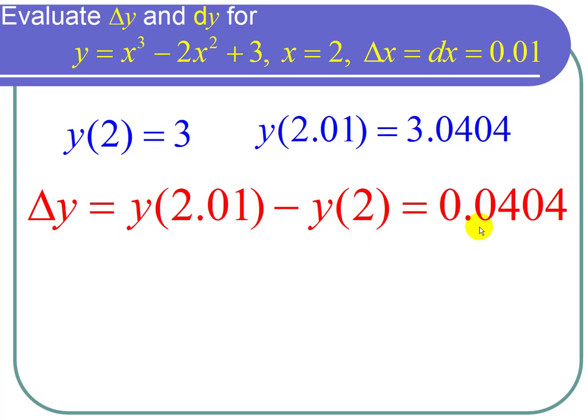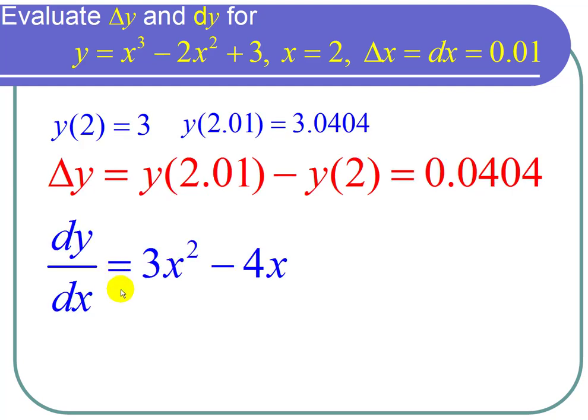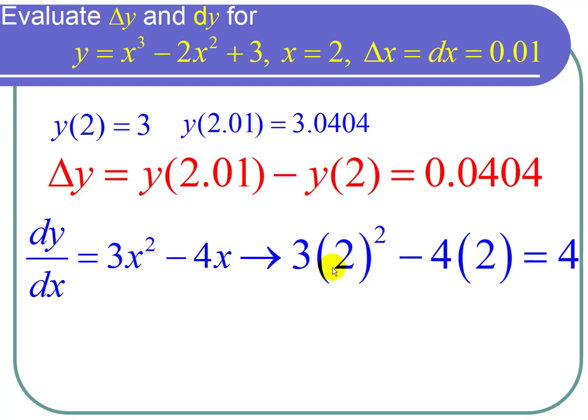Now let's look at dy. So dy is the tangent line approximation to the change in y. So let's start with the derivative, dy over dx, which is equal to 3x squared minus 4x. If we plug in 2, then we get 3 times 2 squared minus 4 times 2, which is 4. dy is dy over dx times dx. dy over dx is 4, and dx is 0.01, so we get 0.04.